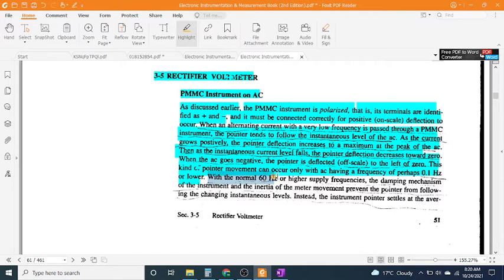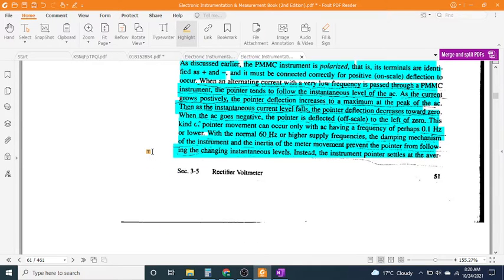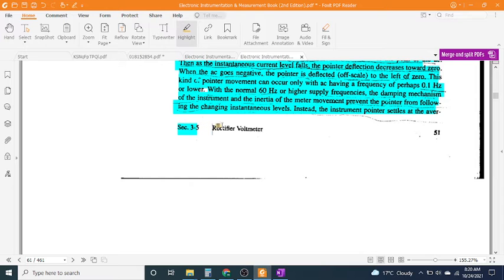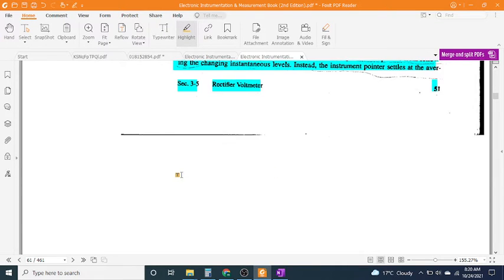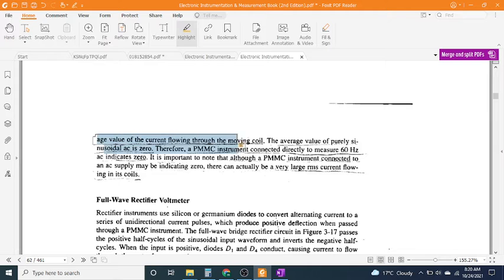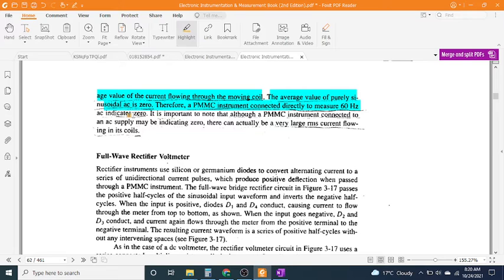With the normal 60 Hz or higher supply frequencies, the damping mechanism of the instrument and the inertia of the meter movement prevent the pointer from following the changing instantaneous levels. Instead, the instrument pointer settles at the average value of the current flowing through the moving coil. The average value of a pure sine wave is zero. Therefore, a PMMC instrument connected directly to measure 60 Hz AC indicates 0.